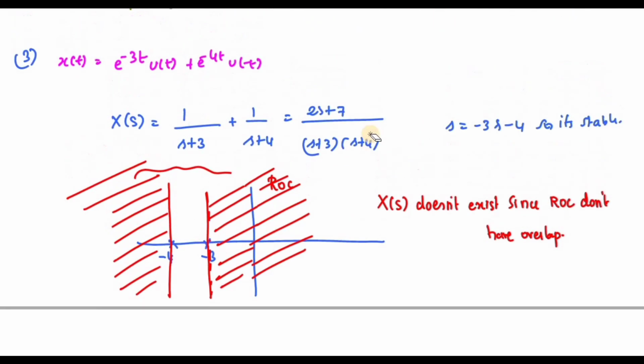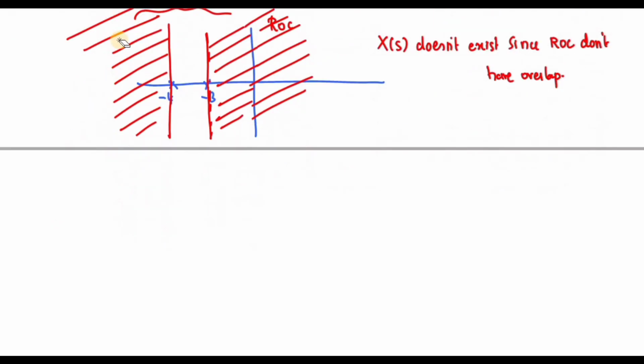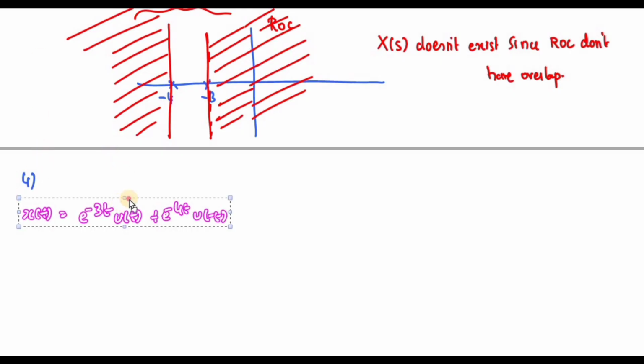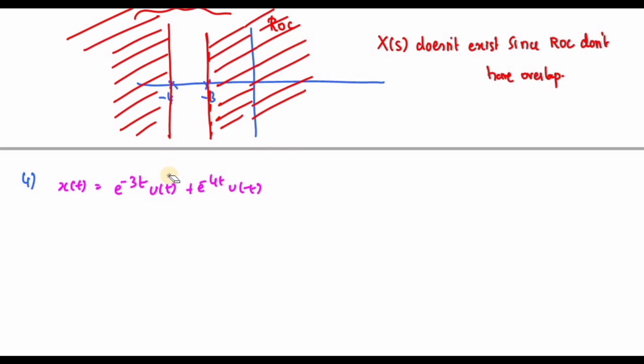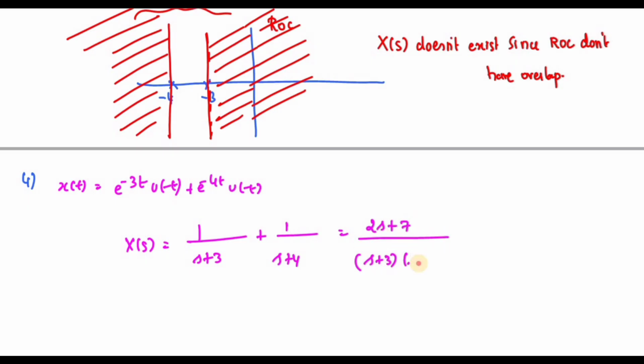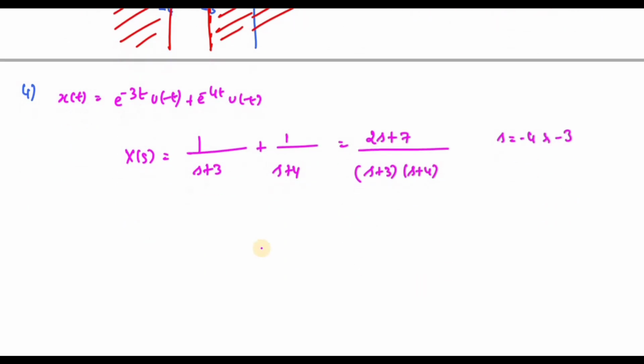Let me change this same question with different values. Okay, with the different values. So instead of this, suppose I take this one also as u of minus t. Now I can write X(s) is equal to 1 divided by (s plus 3) plus 1 divided by (s plus 4). This is equal to (2s plus 7) divided by (s plus 3)(s plus 4). So s is equal to minus 4 and minus 3. These are my poles, right? So now I can draw the region of convergence. So this is minus 4 and minus 3.